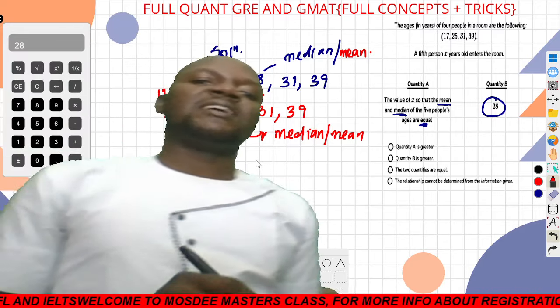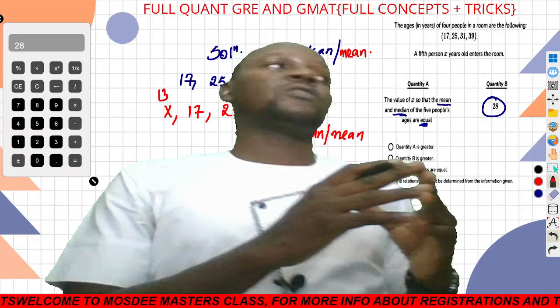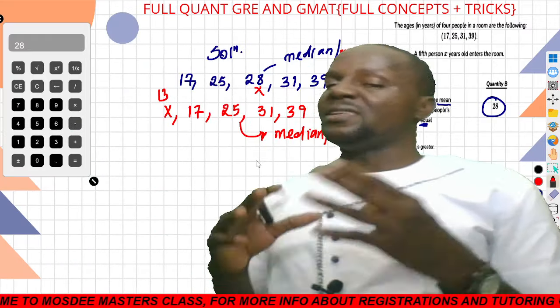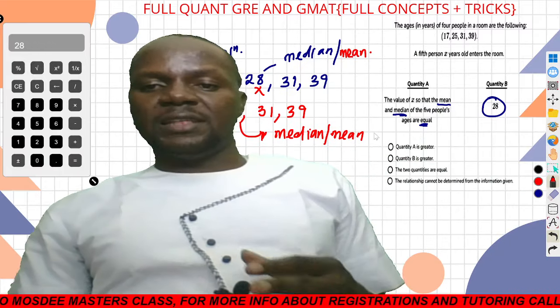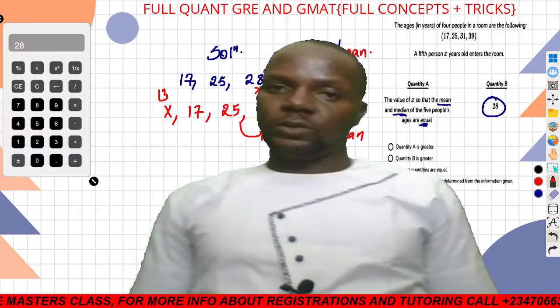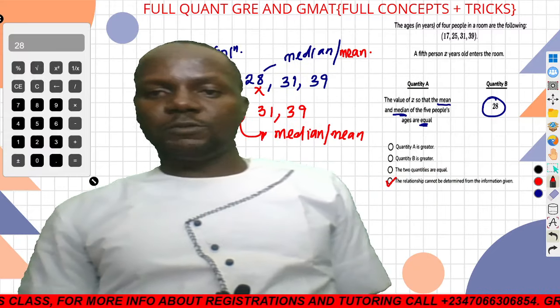So what I'm trying to say is that in this type of situation, whereby X can take any position, you are going to pick D, because you can't say they are equal, and you can't say one is greater than the other. So that is the method we use. And I think I'm almost there. Let's move to the next question.